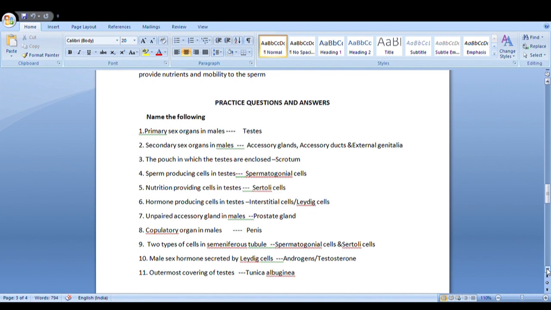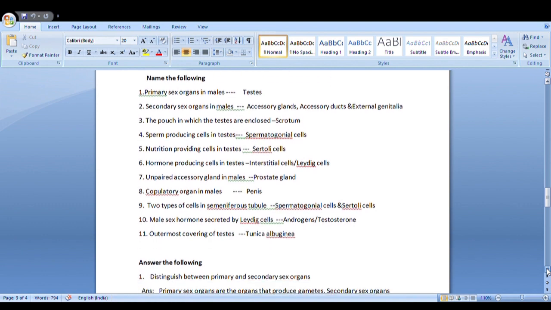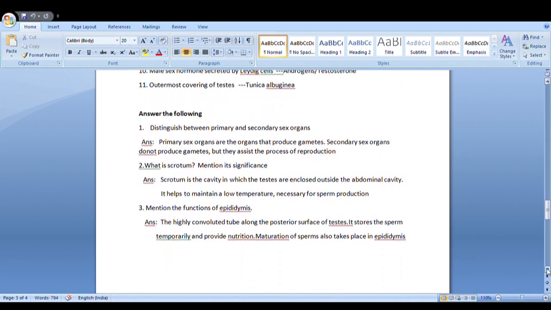Unpaired accessory gland in males, prostate gland. Copulatory organ in males, penis. Two types of cells in seminiferous tubules, spermatogonial cells and Sertoli cells. Male sex hormones secreted by Leydig cells, androgens or testosterone. Outermost covering of testis, tunica albuginea. Then answer the following. Distinguish between primary and secondary sex organs. Primary sex organs are the organs that produce gametes. Secondary sex organs do not produce gametes, but they assist the process of reproduction.